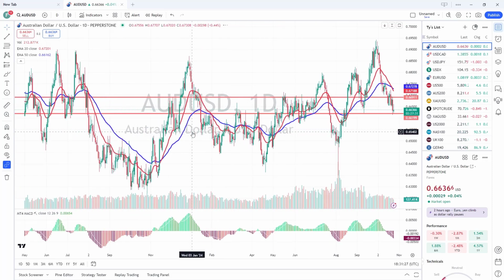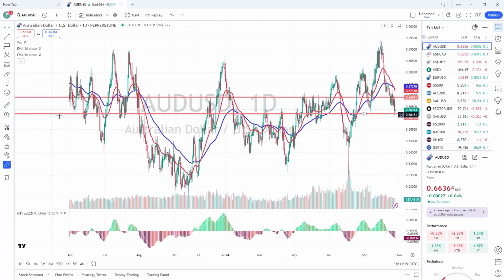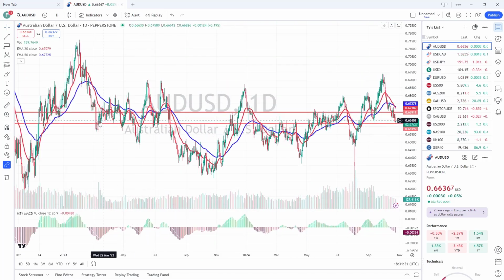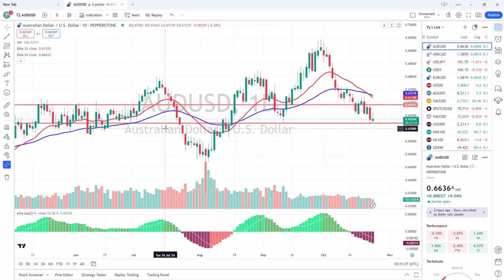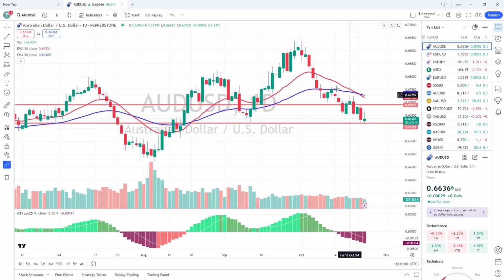And even beyond that, if you actually go out further, you can see right through here. Even back in 2023, it was an extraordinarily strong level of support right through this level here. So no real surprise that it found some support there. But it has been a very, very big sell-off, no question about that.